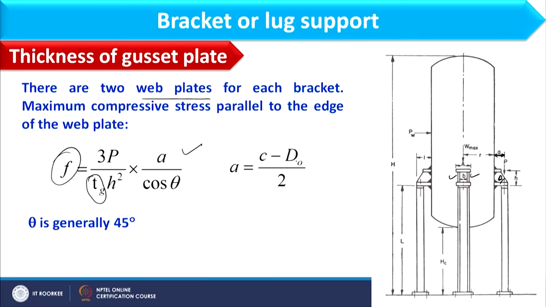So A is equal to C minus D naught by 2. C is basically the anchor bolt circle diameter, so that would be this diameter, and this diameter minus D naught by 2 would be given as A. So in this way we can compute the thickness of the horizontal as well as the vertical plate.